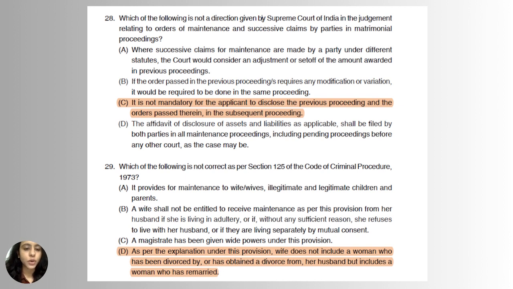The next question was that which of the following is not correct as per section 125 of CrPC. So they were testing your knowledge of 125. So the correct option was option D, that as per the explanation, wife does not include a woman who has been divorced, etc. So these women are covered under 125, and that is why option D is the incorrect answer.